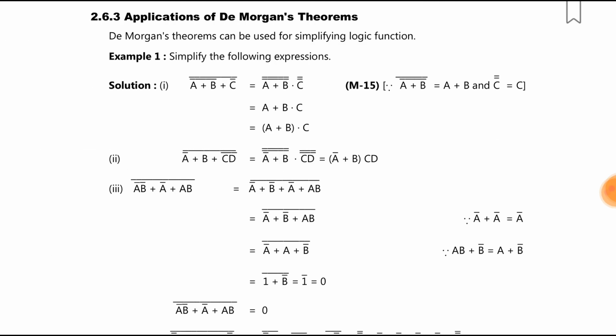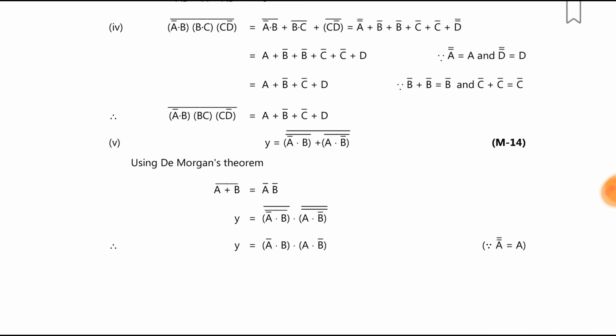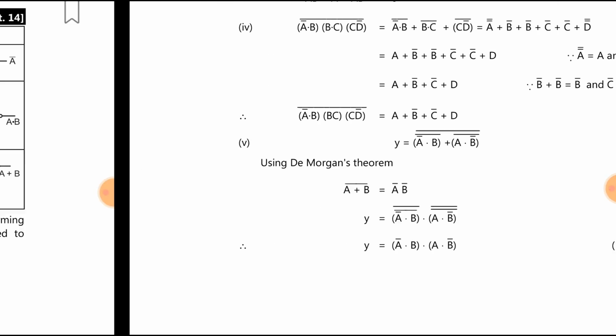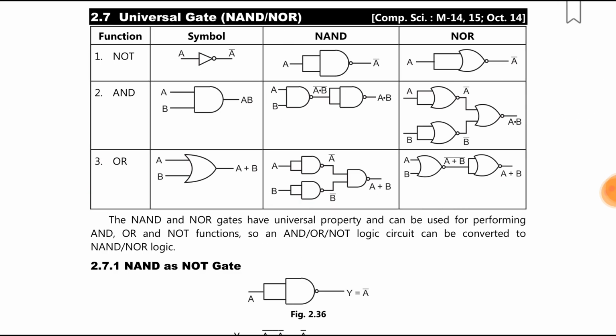Now, applications of De Morgan's theorem. De Morgan's theorem can be used for simplifying logic functions. So simplifying the following logic function, you will get (A plus B bar plus C bar) bar is equal to A plus B bar bar into C bar bar, so A plus B into C. Similarly, another expression can be expressed in this way. So you can apply De Morgan's theorem and you will get different things.